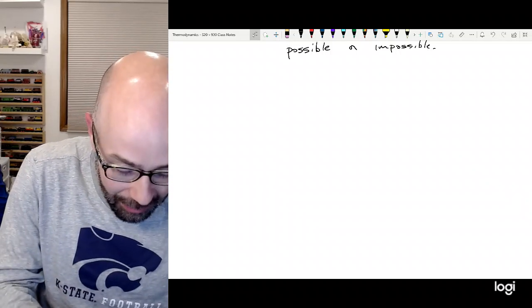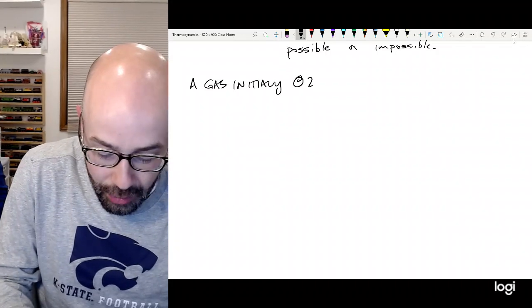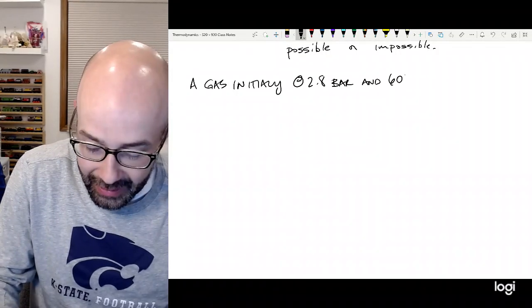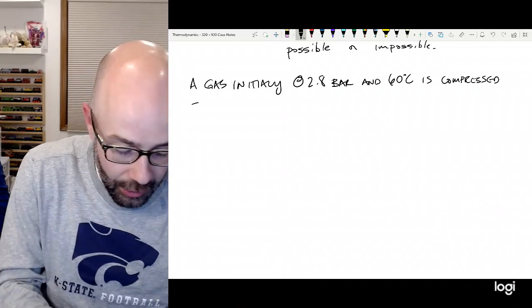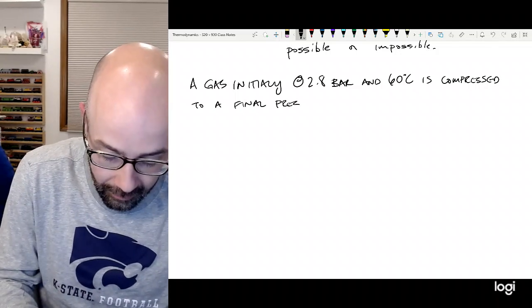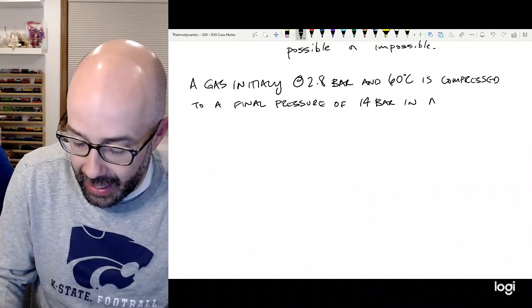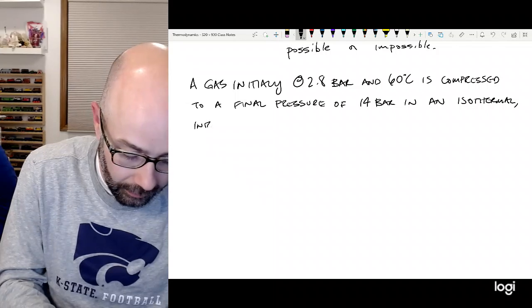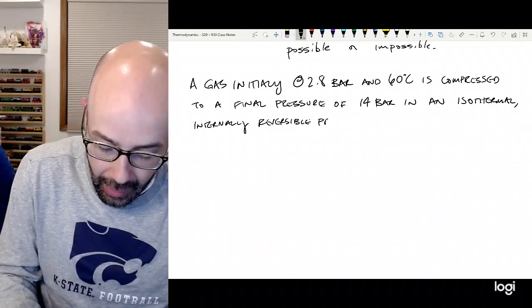All right. So here's the problem. A gas initially at 2.8 bar and 60 degrees Celsius is compressed to a final pressure of 14 bar in an isothermal, internally reversible process.